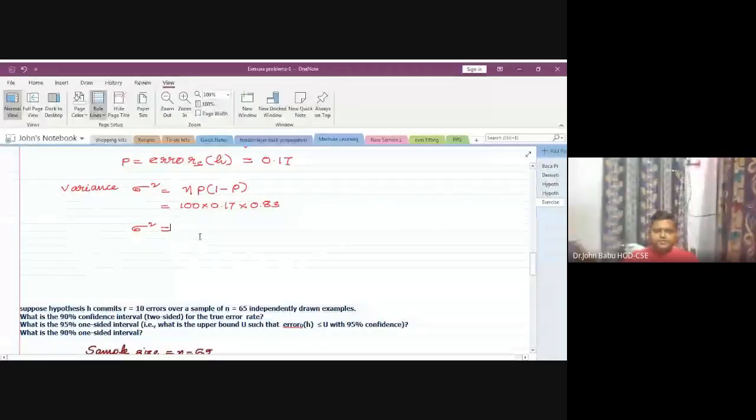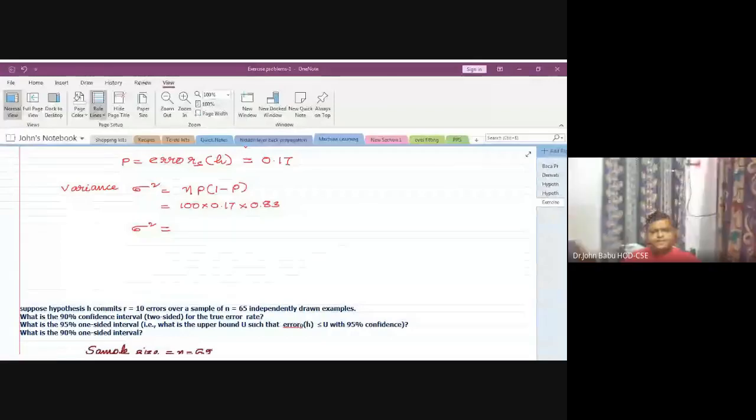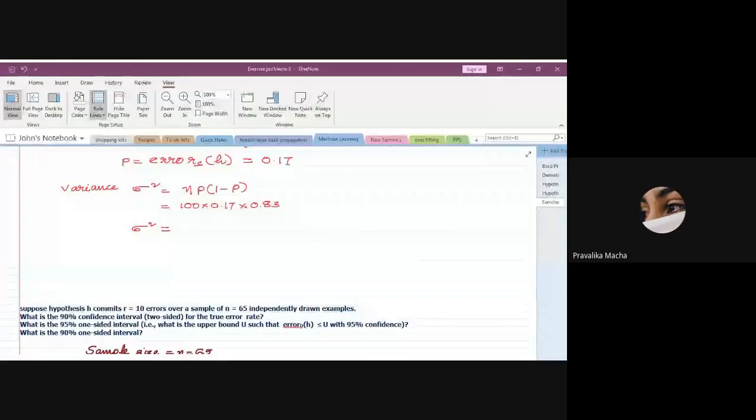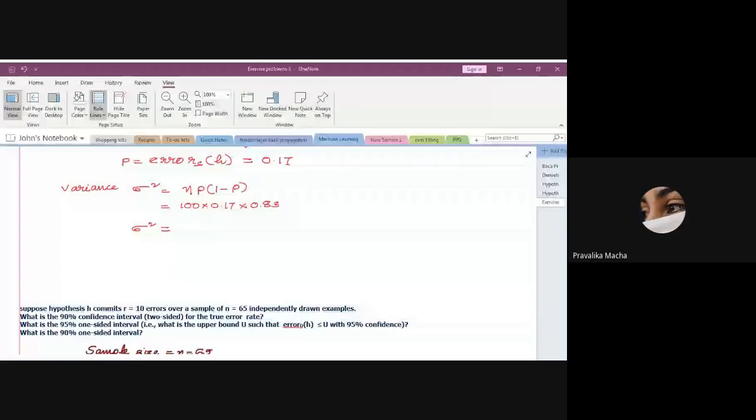423 came, but it should not be that much, right? Sorry sir. Because it is 100 here. 100 into 0.17, that is equal to 17. 17 into 0.83, 14.11. Is that right? Yes sir.